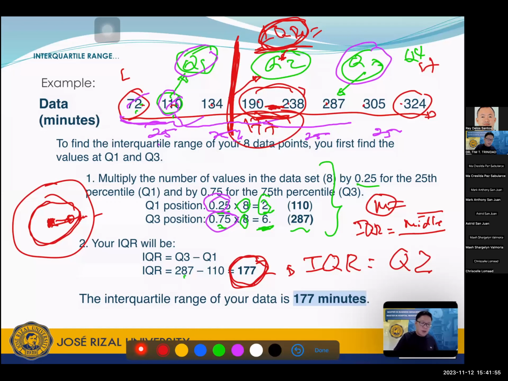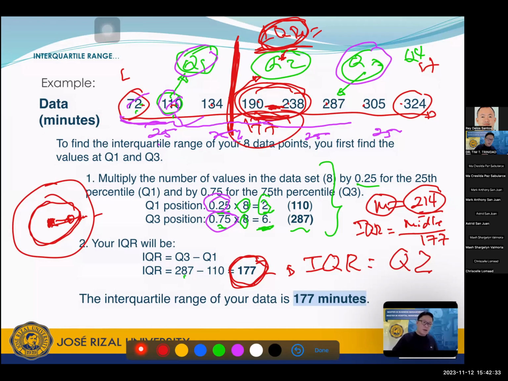So our median is 190 plus 238 divided by 2. How much is that? I did not try to compute for that. Can you compute for that? 190 plus 238 divided by 2. 214. So our median should be 214 if we talk about measures of central tendency. But if we talk about measures of dispersion using the interquartile range formula, you arrive at 177. So you see the difference? Why is our middle not 214?